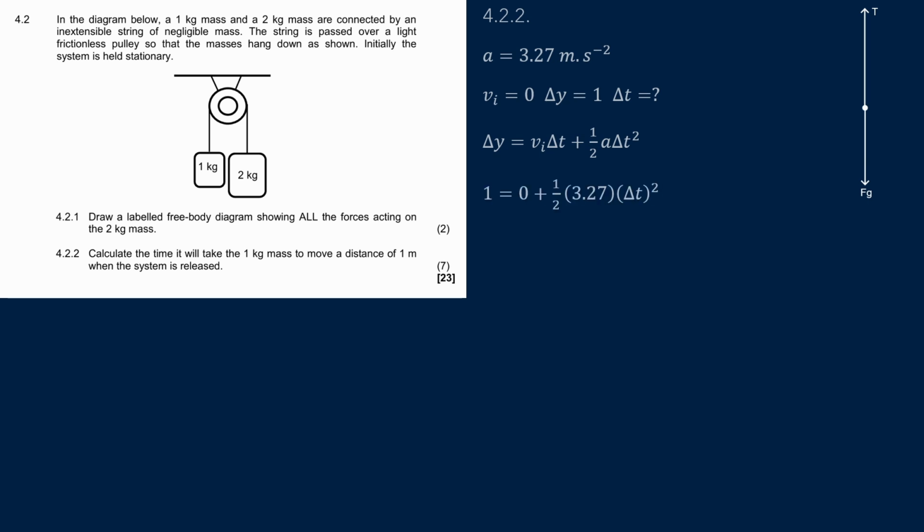Substituting in the values, I get 1 is equal to 0, because initial velocity was 0, hence 0 multiplied by time will be 0, plus 1 over 2 times 3,27 change in time squared. Simplifying that a little bit further, I get 1 is equal to 1,635 change in time squared, and dividing both sides by 1,635, I get change in time squared is equal to 1 over 1,635, and hence change in time is equal to the square root of 1 over 1,635, and change in time will be 0,78 seconds. And now I am done, and that concludes question 4.